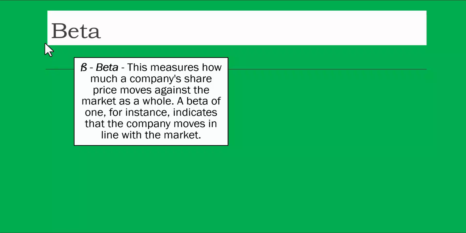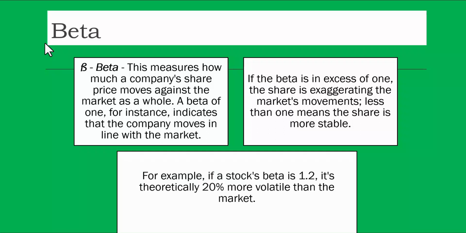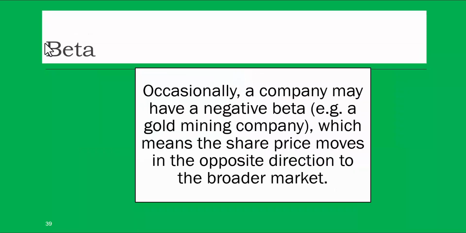Is that okay? Now, how do we calculate beta through this regression technique? Before we understand that, for example, if a stock's beta is 1.2, it's theoretically 20% more volatile than the market. Is that okay? It doesn't require any explanation. If you still have a point, you can raise a question, but it will get answered when we do the calculations of beta.